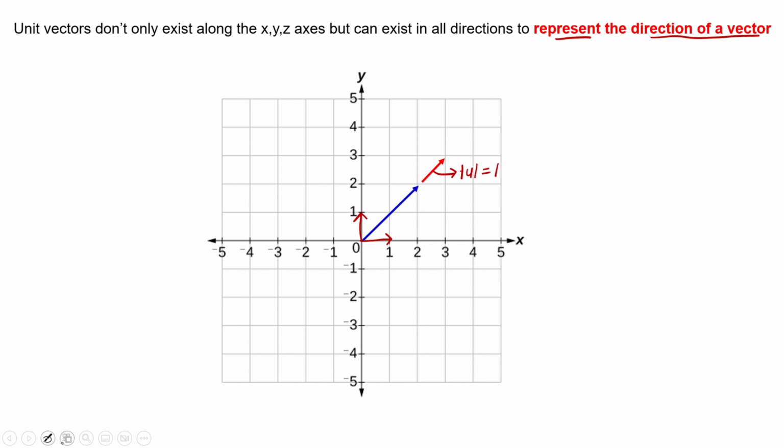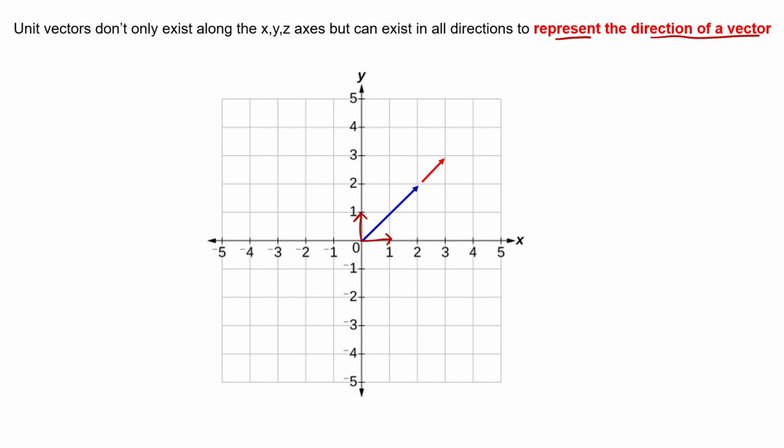This red vector is a unit vector because it has a length of 1, a magnitude of 1. But you can see that here we cannot say that this vector is i, j, or k, because it is not on the x-axis, it is not on the y-axis, it is not on the z-axis. So we are not allowed to say this is i, j, k.